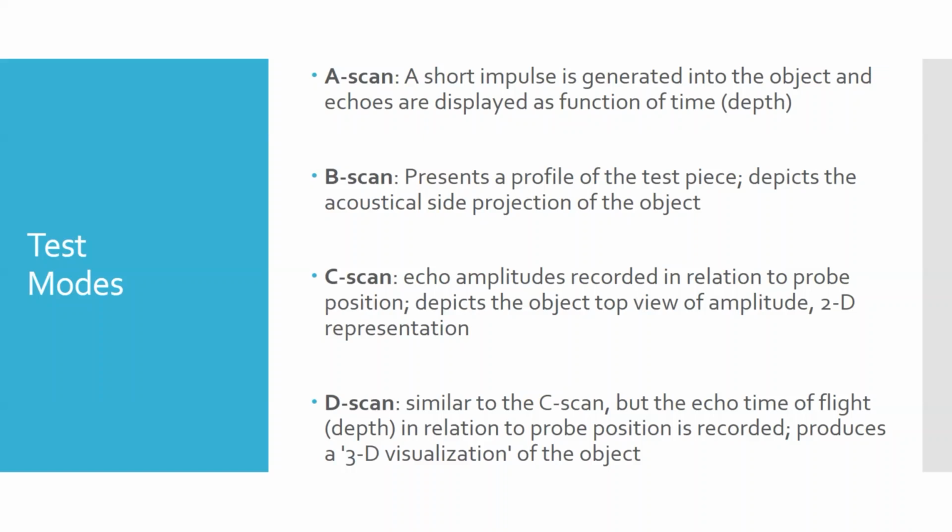C scan is where our echo amplitudes are recorded in relation to probe position. So in this case, we have a single probe, but we have to be able to tell the tester where that probe is located on the part. And it does that using some kind of a distance measuring, usually a little wheel attached to the side of the probe, where as you move it, it can do it. And it can give you a 2D kind of overhead representation of what you're looking at. And then the fourth one, a D scan, is similar to C scan, but it's actually a combination of a B and a C scan, which gives you a 3D visualization. So here's what these look like.